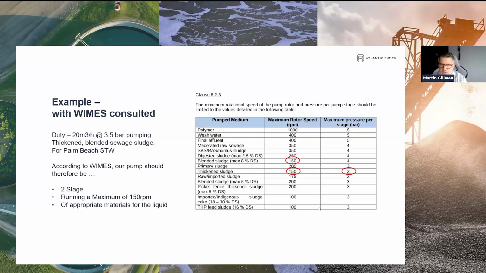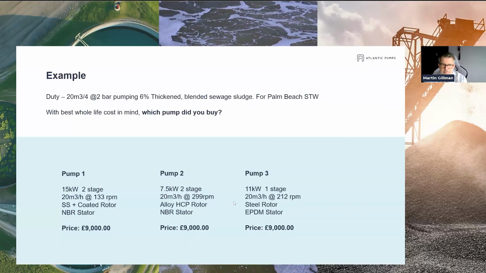So if we bring this into our decision-making process from the example I gave you, which pump did you buy? If you picked pump 1, well done, you would have been right in this particular example. Now, all 3 pumps potentially would do the pumping. So the cynical of you might say, well, they'll all do it. Well, they will all do it. But remember, we're talking about which pump is best to buy for the longer term. Which is the technically correct pump to buy, not just the one that will do it.